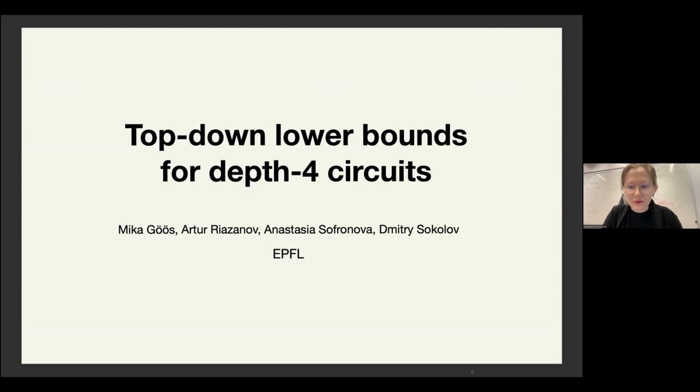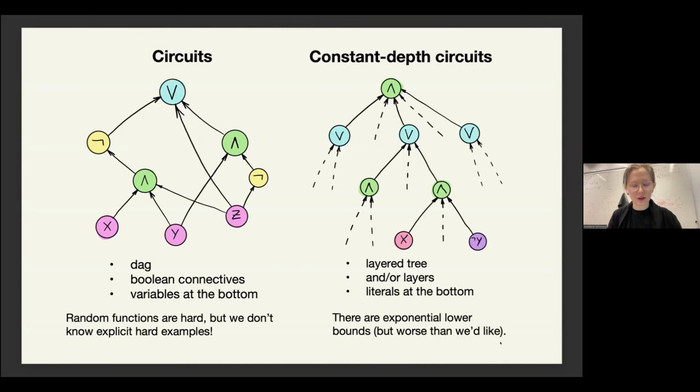Let me start from the very beginning, very slowly, with just the definitions of what circuits are. Let me start with general Boolean circuits. This is a computational model that computes Boolean functions. You have a directed acyclic graph, and in the vertices of this graph you have Boolean connectives: and, or, not. There are sources of this graph where you have Boolean variables, and there is a sink which computes the overall value of the function.